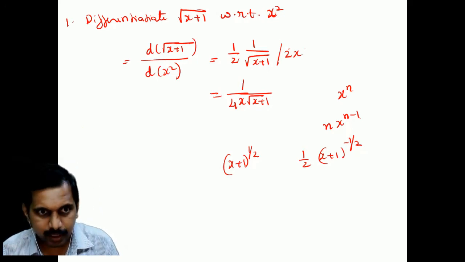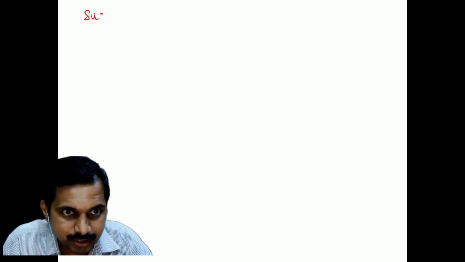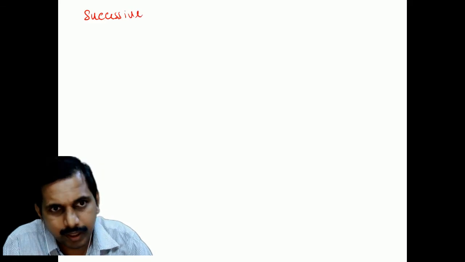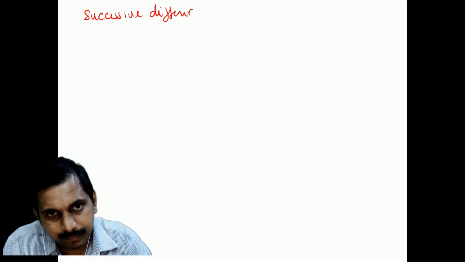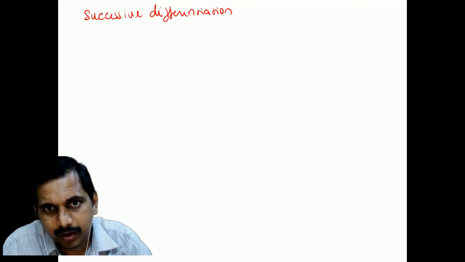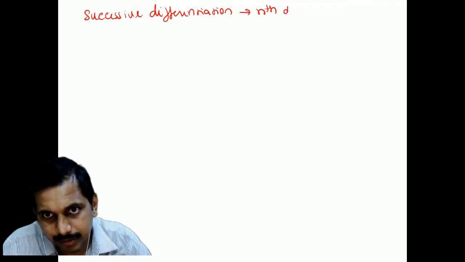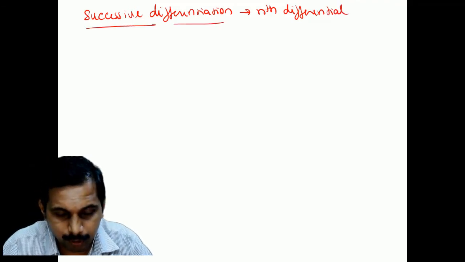Next, after this, let us see successive differentiation. When we continuously differentiate, nth differentiation, how do we get it? That is one of the things we will do. So successive differentiation, or nth differentiation. We are continuously differentiating till n. How to go about this?